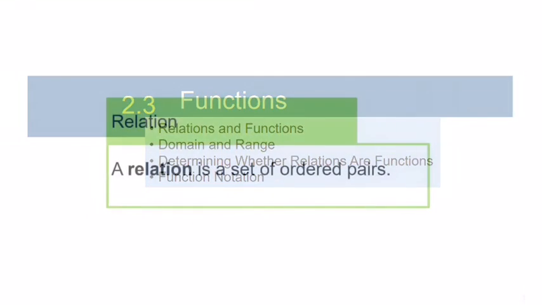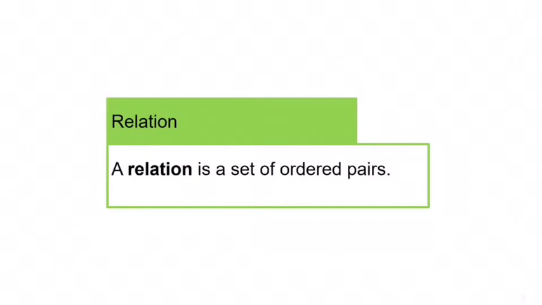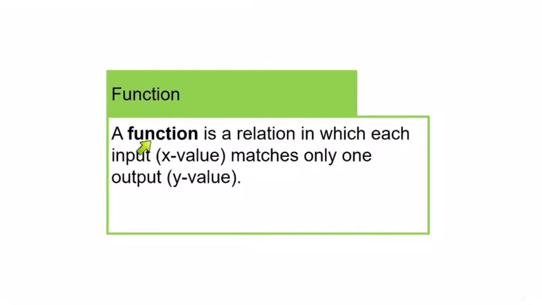Let's get started. Okay, first, a really simple definition. A relation is any set of ordered pairs. Now, it can actually be a list of ordered pairs, or it might be an equation from which a set of ordered pairs can be generated. But either way, a relation is just a set of ordered pairs. A function is a relation in which each x value matches only one y value.